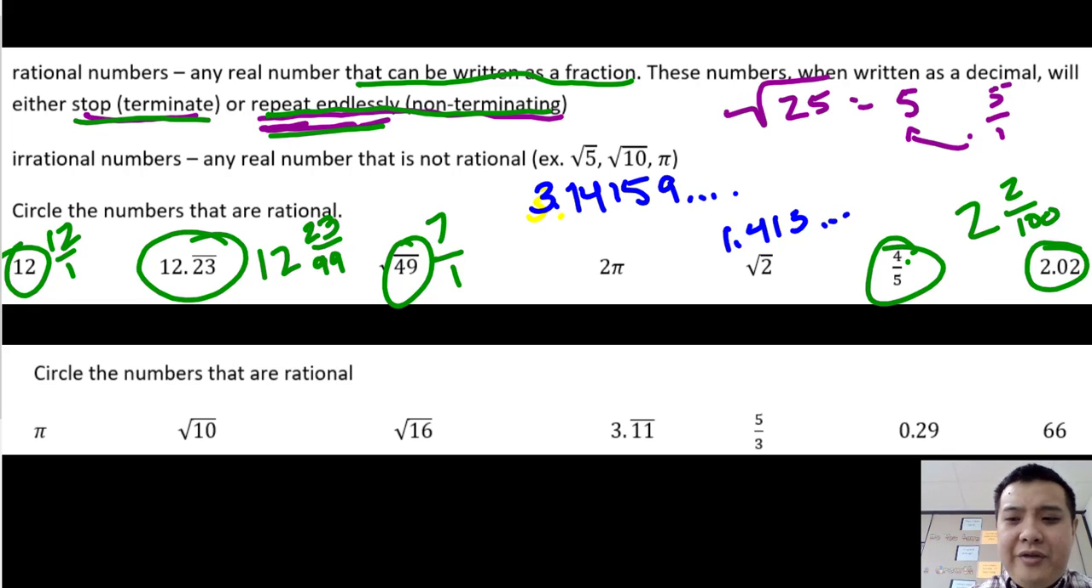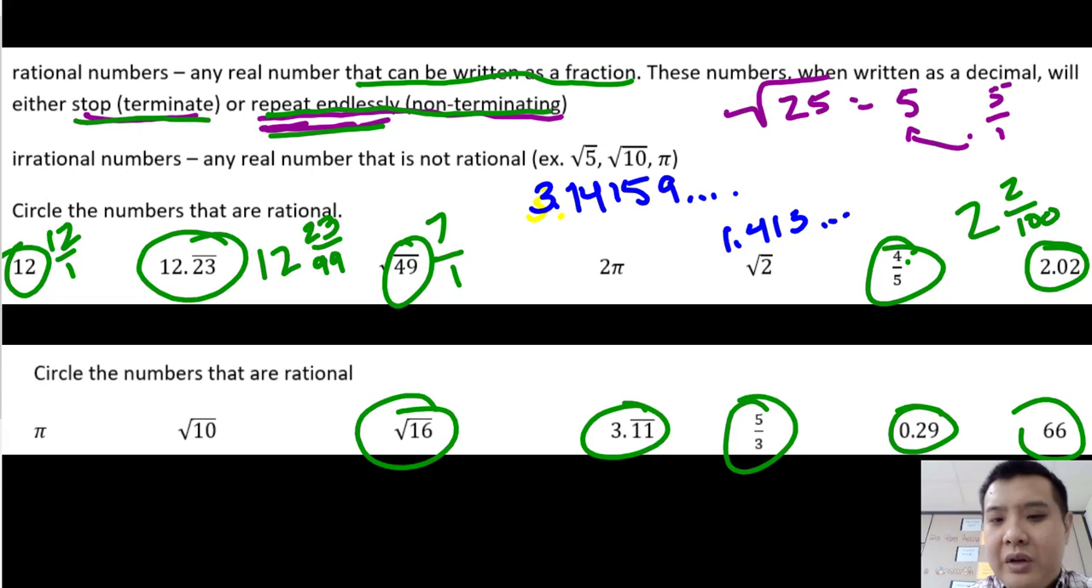Go ahead and try to identify the rational numbers in the next example. What you should have found is square root of 16 is rational because that's the same thing as 4. 4 is 4 over 1. Over here, 3.11 is a repeating decimal, so therefore it is rational. This is already written as a fraction, so that's rational. This is a terminating decimal, it's rational. 66 can be written as 66 over 1, so that is rational as well.